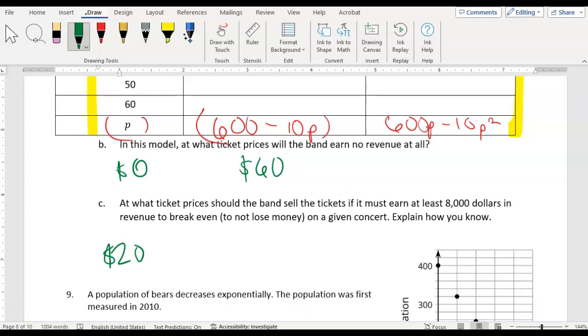And then we can double check that by putting in 20 times 10 is 200. And then we would have 600 minus 200 is 400. 400 times 20 is 8,000. So this works out for that side.